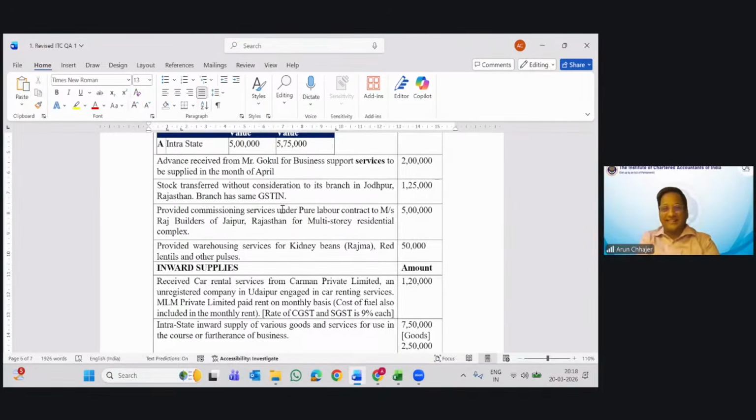Tanu has given the right answer. It is branch transfer. Okay. It is branch transfer. Perfectly okay. So what you will say? Will it be taxable or will it not be taxable? Without consideration, that is okay.